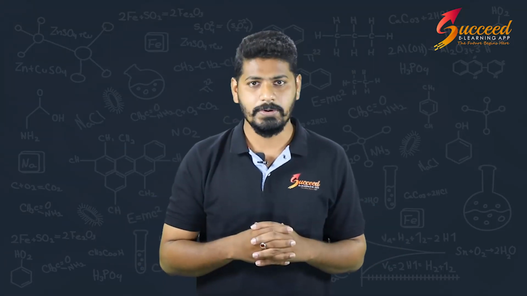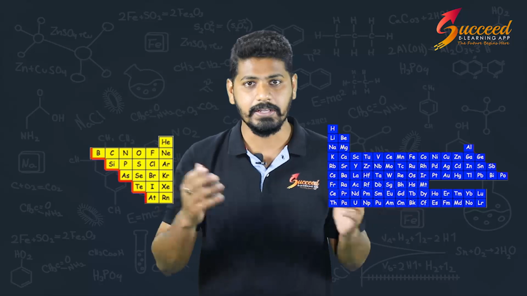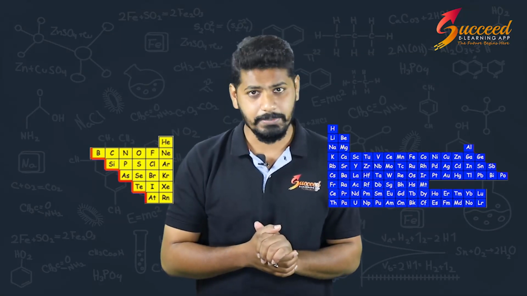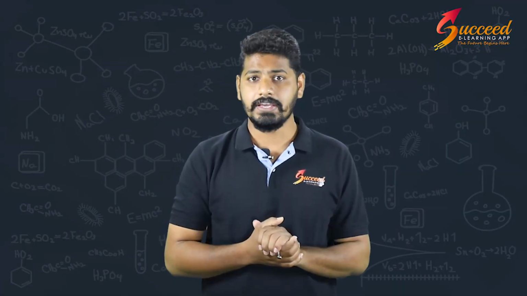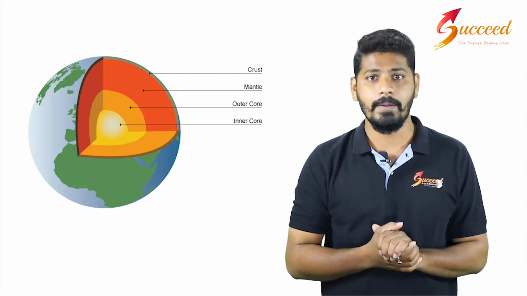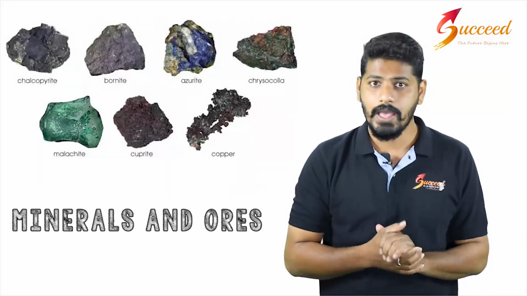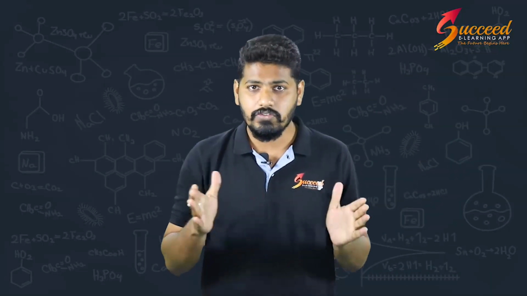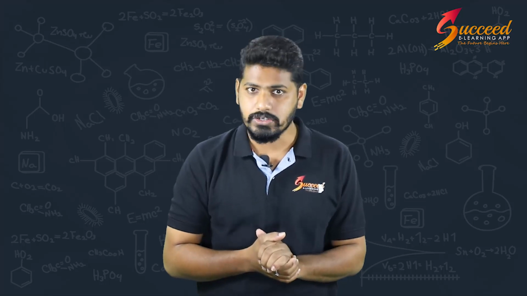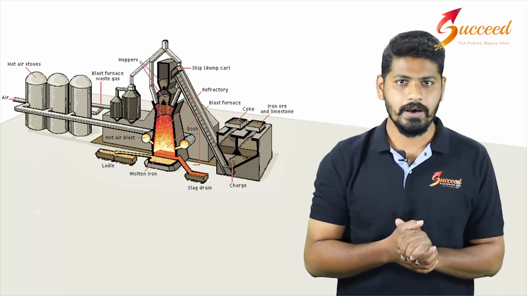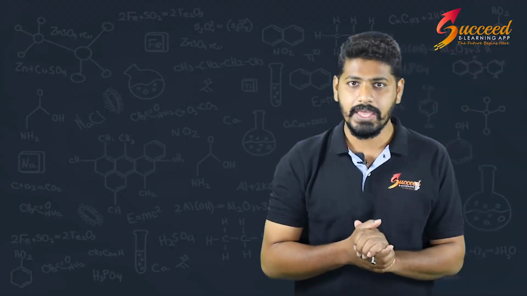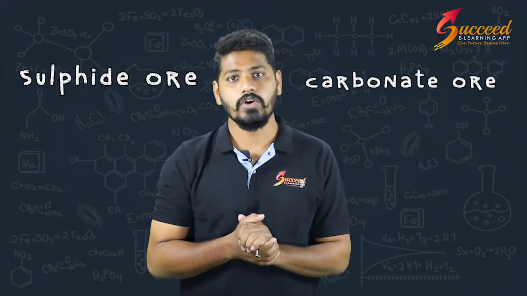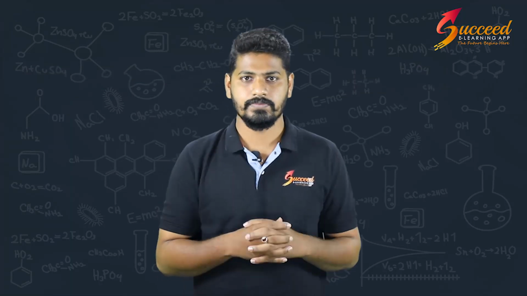After learning so much about the metals and the non-metals, their physical properties and their chemical properties, we are supposed to know from where we are getting these metals, right? The metals are obtained from the earth crust in the form of minerals and ores. Minerals are the elements or compounds which occur naturally. Minerals from which the metals are extracted profitably are called ores. Example, sulfide ore, carbonate ore, etc.